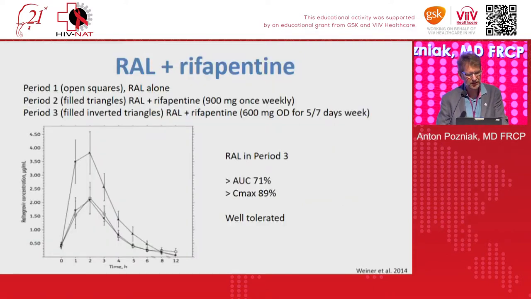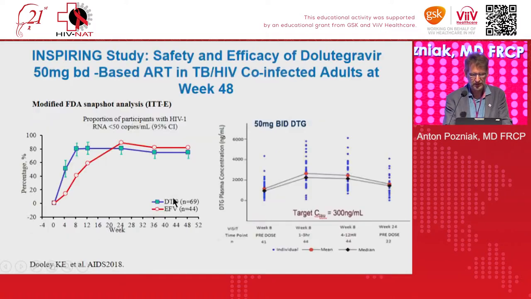I put this in because there's very little data on rifapentine drug interactions, and as you know, rifapentine may be the big drug used in TB prophylaxis in the next few years because of the data that's come out. And basically, you can see here, raltegravir alone, and then raltegravir and rifapentine, 900 milligrams once a week, and 600 milligrams once a day for 5 days. So it does go down, but it's still probably all okay, and it's well tolerated.